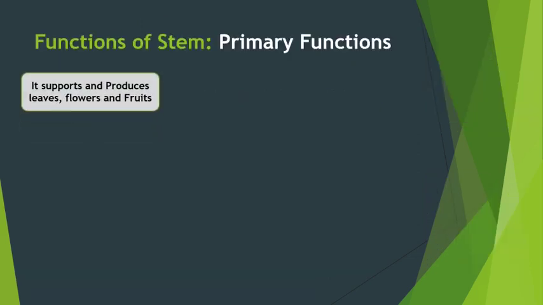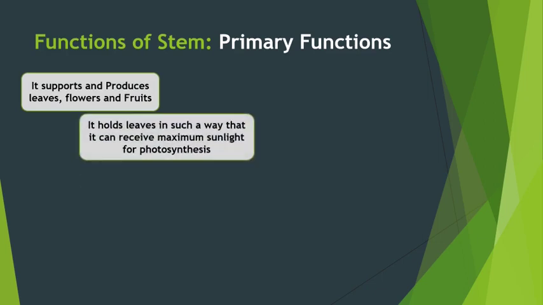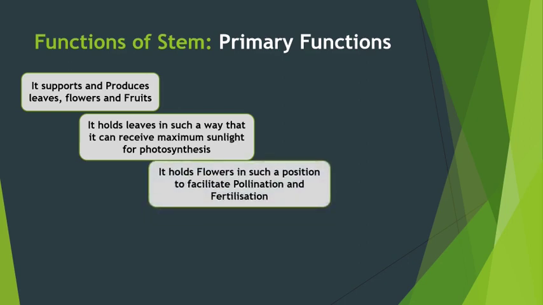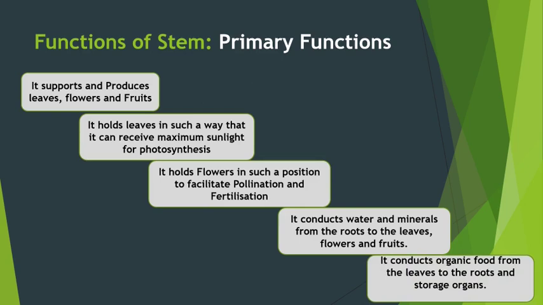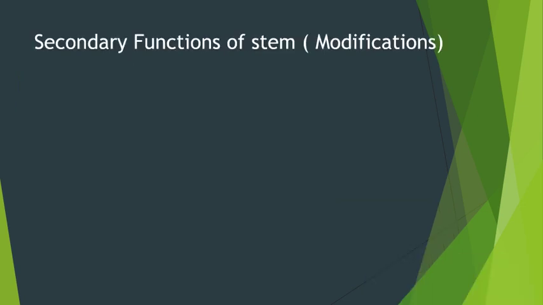What are the primary functions of the stem? The main functions are that the stem supports and produces leaves, flowers and fruits. It will hold the parts, especially the leaves, in such a way that maximum sunlight can be received and they can carry out photosynthesis. It holds the flowers in such a position to facilitate pollination and fertilization. It will conduct water and minerals through the xylem vascular bundle from the roots to the leaves, flowers and fruits, whereas it will translocate the organic food formed in the leaves to the roots and storage organs with the help of the phloem vascular bundle. So these are the main functions of the stem.